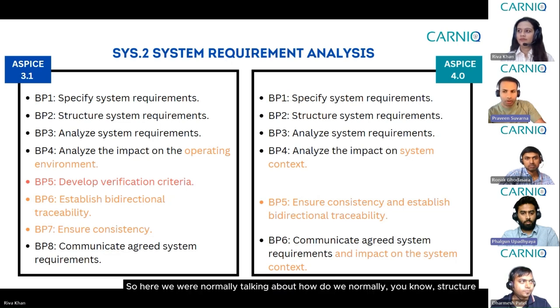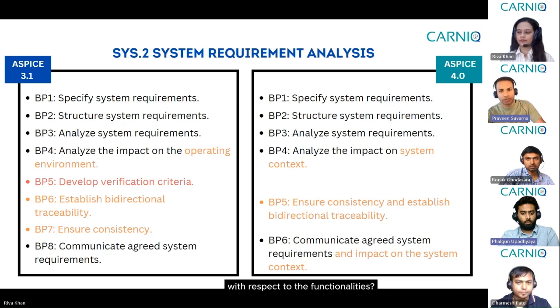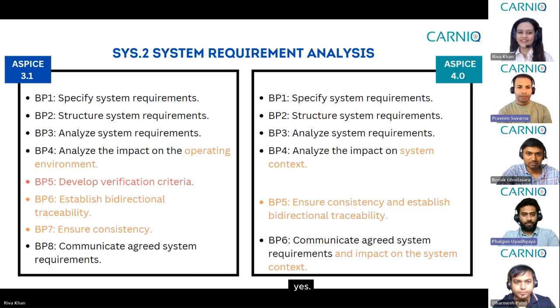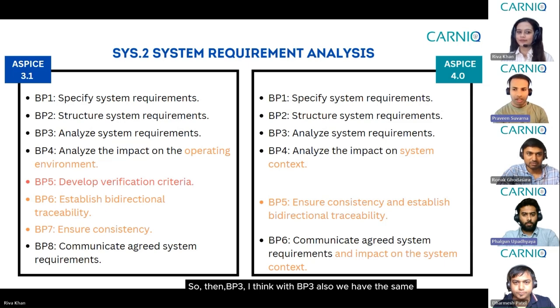So here we were normally talking about how we structure the complete system requirement specification. Could it be with respect to the functionalities? Could it be with respect to functional and non-functional requirements? Can it be by any other criteria? Yes. So then BP3, I think with BP3 we also have the same base practice in ASPICE 4.0. So the change comes in BP4.